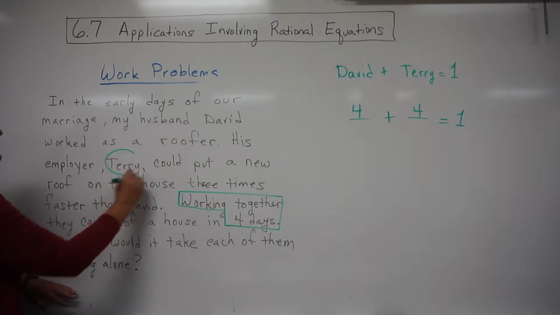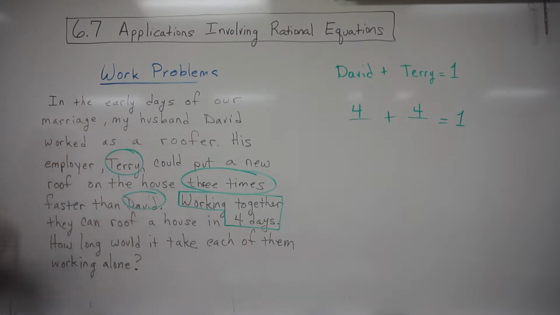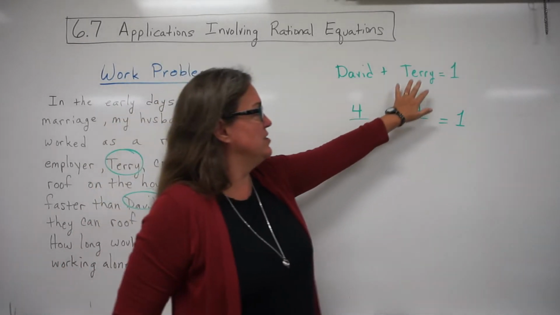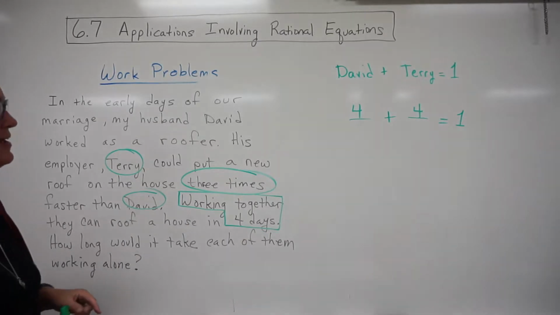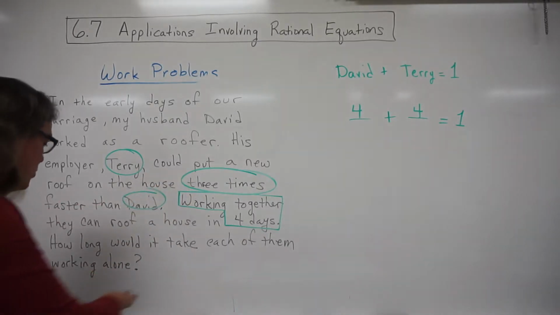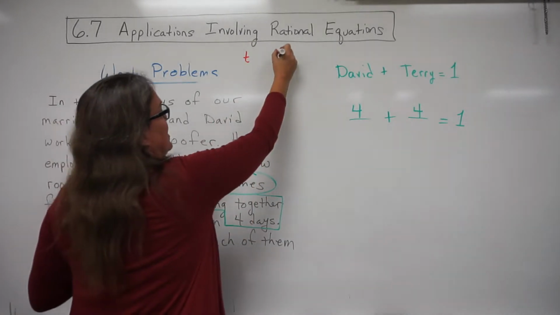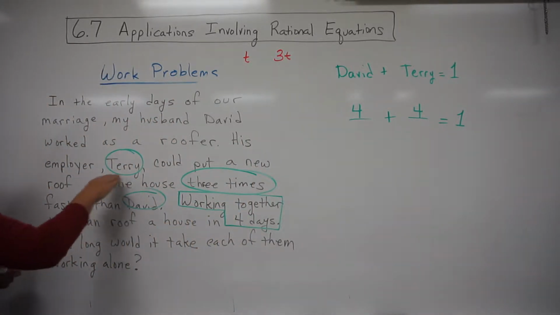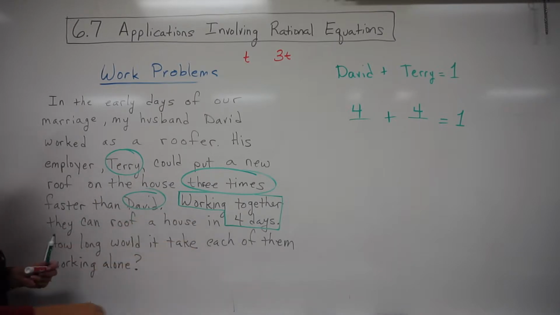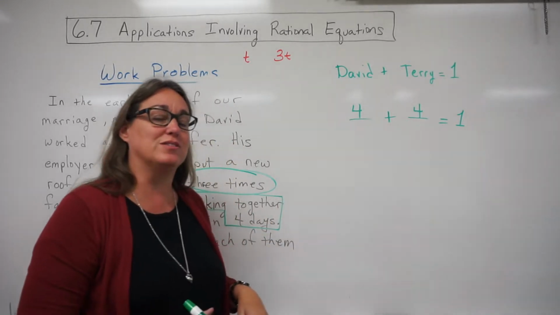What we do know is that Terry can work 3 times faster than David, because David's just learning. Terry's been doing this for years and years. This is representing David. This is representing Terry. And here's where there's a little bit of a twist. It can be tricky to know where to put the 3 times, right? So we're going to want somebody working for a certain amount of time and somebody else who takes 3 times as long. And since it says Terry can put a roof on the house 3 times faster than David, you might think that the 3 times might have to go with Terry because he's 3 times faster.